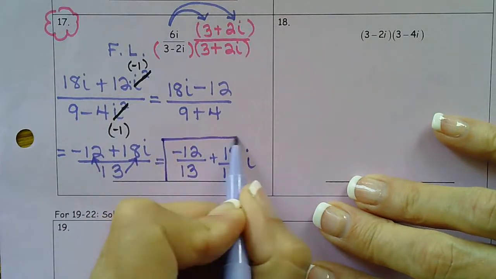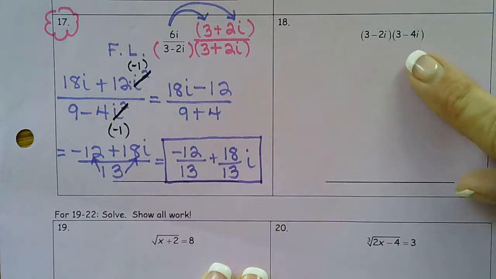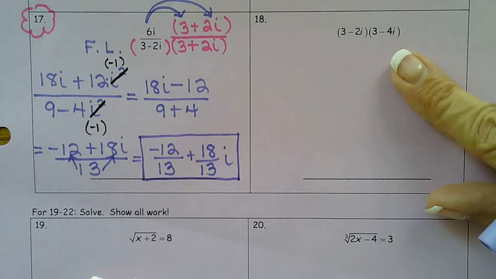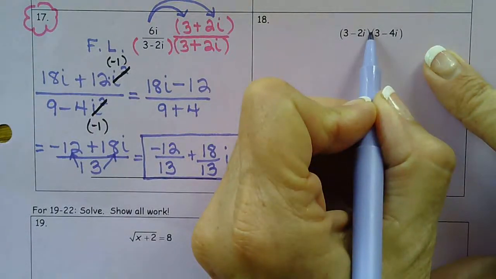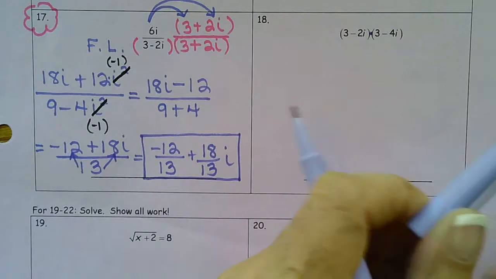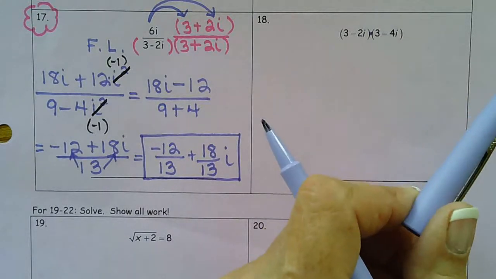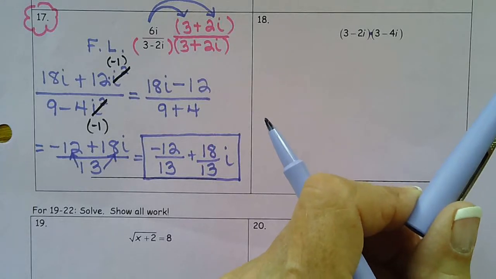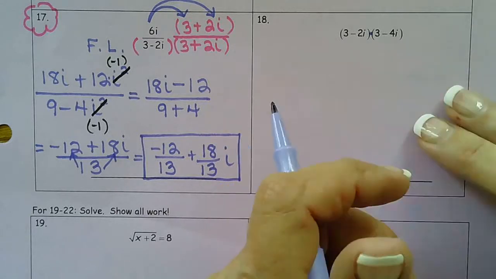So hopefully you recognize the next problem as being a FOIL. Two terms times two terms, no sign in between, so that means multiplication. So can we just do F and L on this one? We can't, right? They are not conjugates, so we have to do FOIL. We have to do all 4 steps.